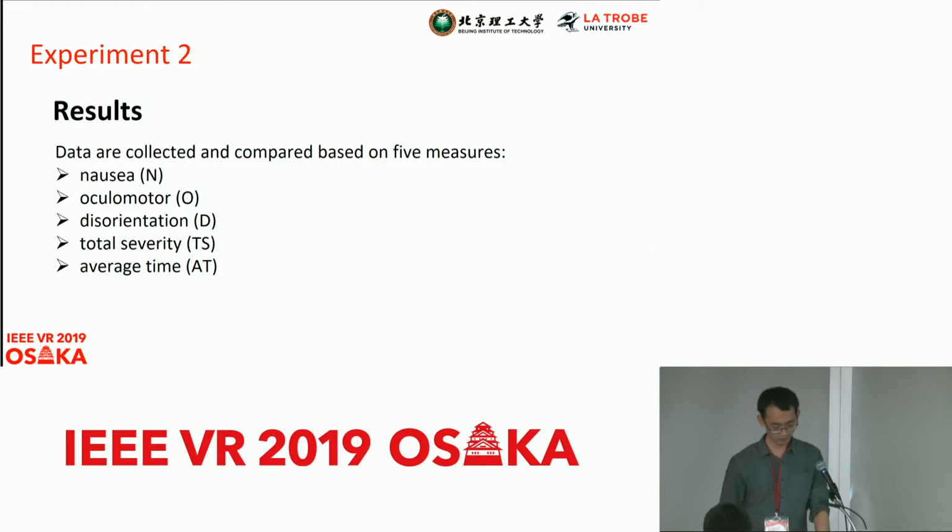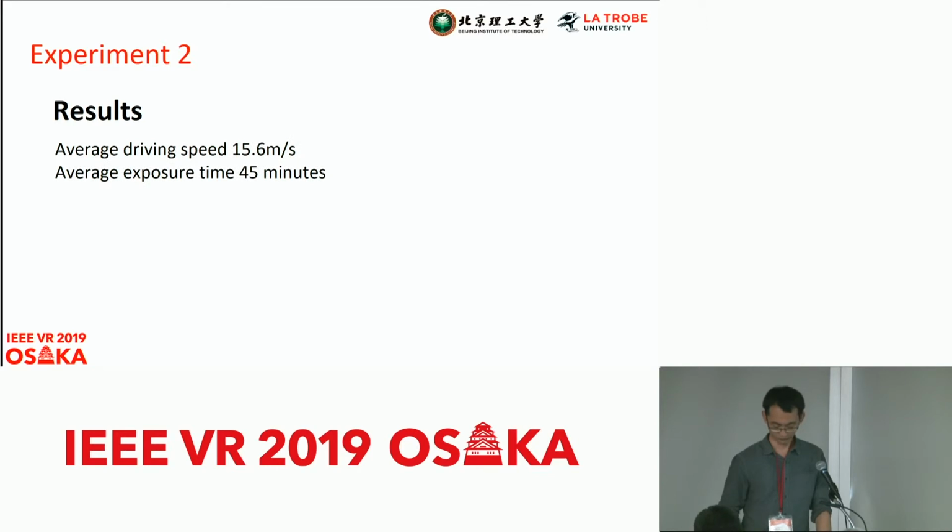Here shows some results. In the second experiment, data are collected and compared based on 5 metrics, which come from the SSQ, the simulator sickness questionnaire: the nausea, the oculomotor, the disorientation, the total severity, and the average time. There shows some result of the second experiment. It shows the average driving speed and the average completion time.